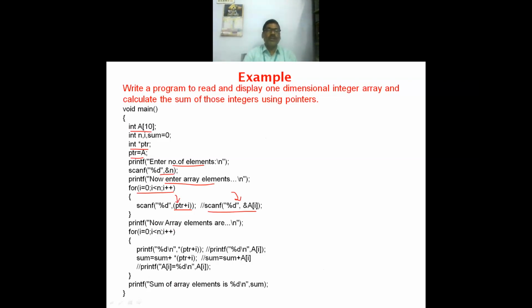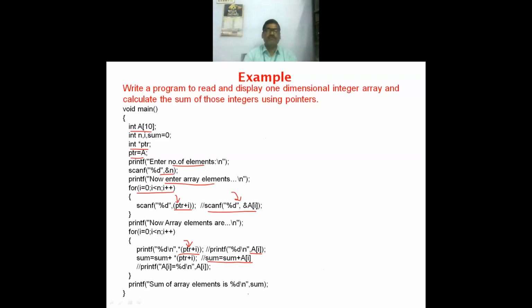Now through pointer, how can we display the values, how can we access the values stored in the array. Same for loop, for i equal to 0, i less than n, i plus plus, printf percentage d backslash n star ptr plus i. So that is equal to printf percentage d backslash n a of i, which is what we are doing without using pointers. So this is the same, we are converting it into the pointer expression star ptr plus i. So sum is equal to sum plus star ptr, this is equal to sum is equal to sum plus a of i. Simple. So this is how we are replacing the normal array index variable values through the pointer expression.